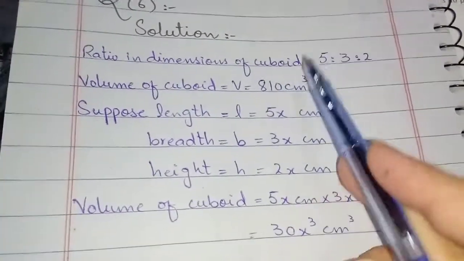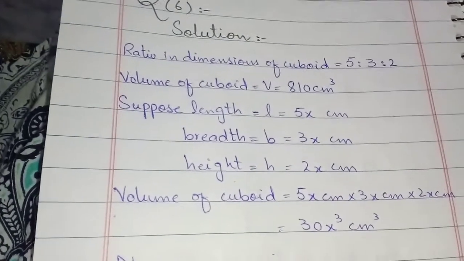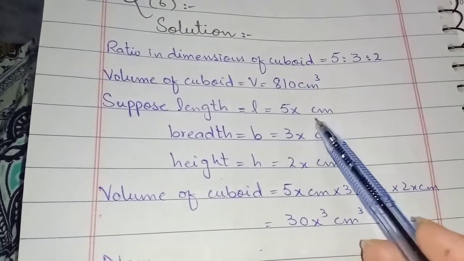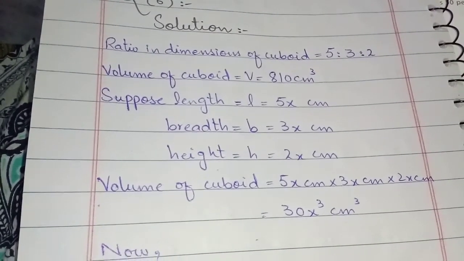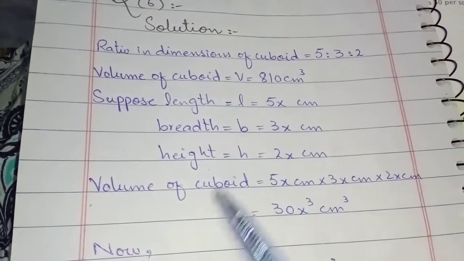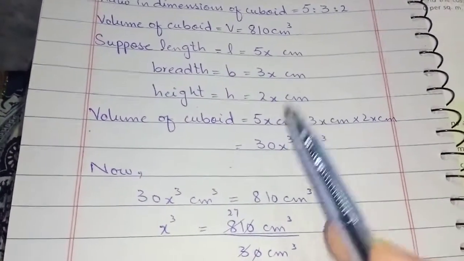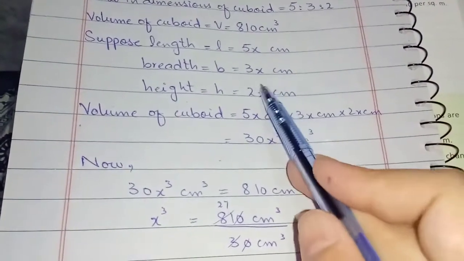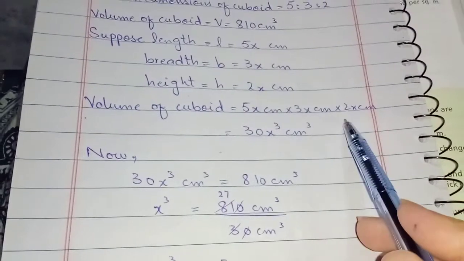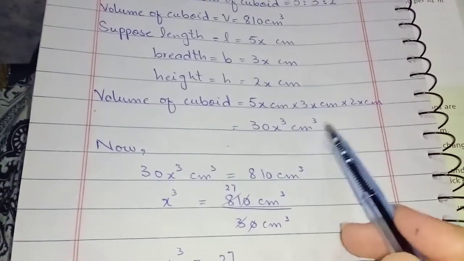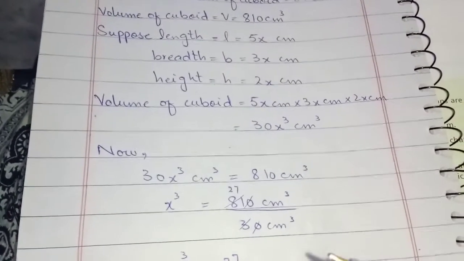Ratio of the dimensions of the cuboid is equal to 5:3:2. Volume of the cuboid is given in the question. Suppose length is equal to 5x centimeter, breadth 3x centimeter and height 2x centimeter, because 5:3:2 are in the ratio form. So the volume of the cuboid will be length multiplied by breadth multiplied by height, that is equal to 5x multiplied by 3x multiplied by 2x centimeter, that will be equal to 5 threes are 15, 15 twos are 30 x cube centimeter cube. So this is the volume of the cuboid.